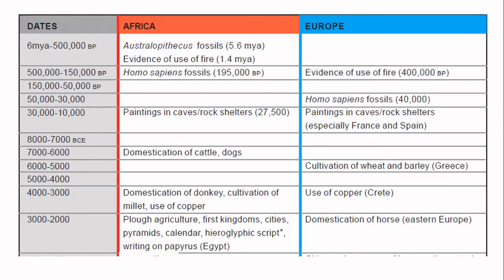So you can say, while in Africa, the fire was already there between 6 million years ago and 500,000 years ago, it came pretty later in Europe. 50,000 to 30,000 years ago, we have Homo sapien fossils. 30,000 to 10,000, you can see we have found paintings in Africa and in Europe. So you can see there's an overlap.